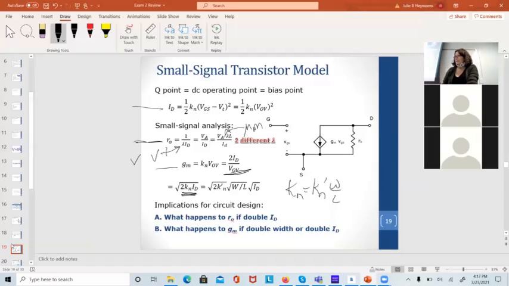Yes. So we're referring to two different lambdas in the ro equation. Yes. Which? I'm sorry, the 1 over lambda ID, that lambda is in per volts.